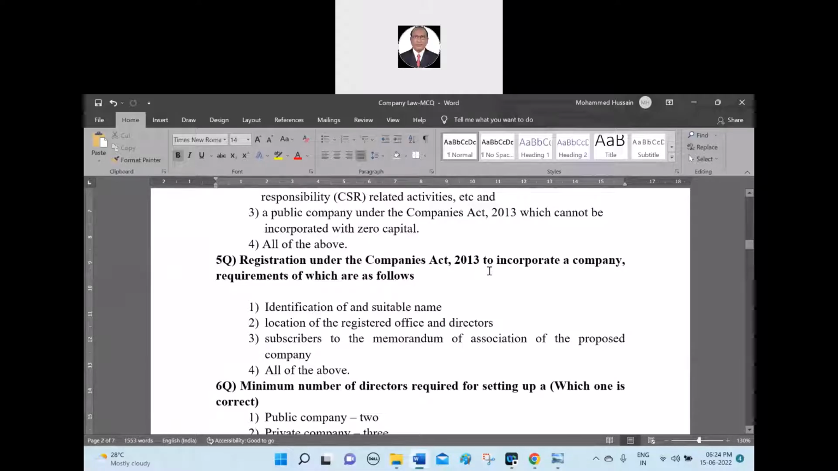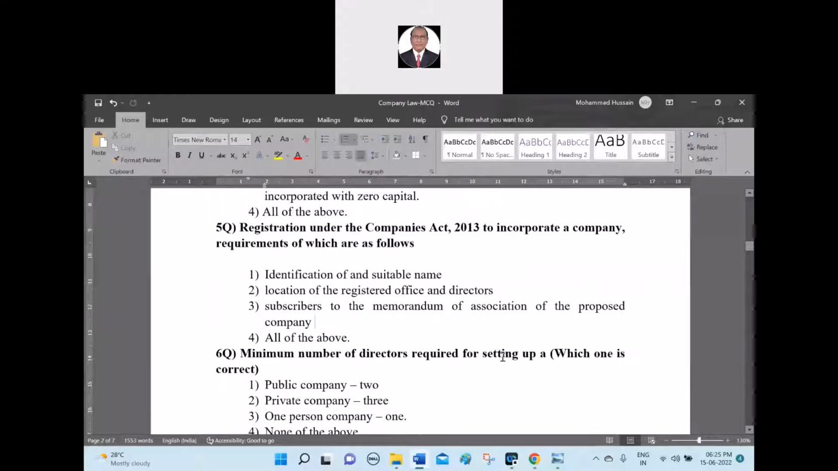Registration of the Company Act 2013 to incorporate a company requires of which are as follows. Number one, identification of a suitable name. Number two, location of the registered office and directors. Number three, subscribers to the memorandum of association of the proposed company. Number four, all of the above. All of the above. I made all of the above, sir. Because every time you will say none of the above, this thing, that thing. So I thought that you will make a mistake now here, but you did not make a mistake. And you give a correct answer for that one.